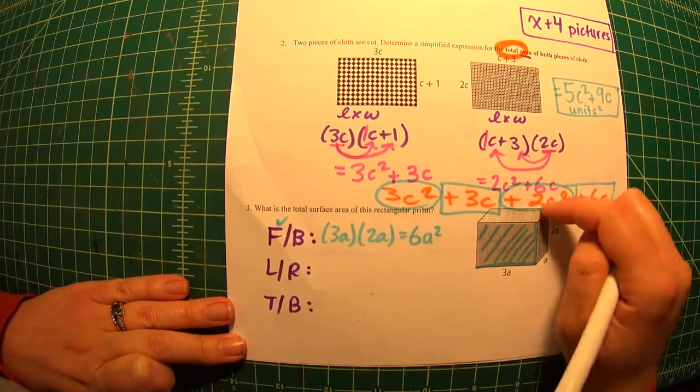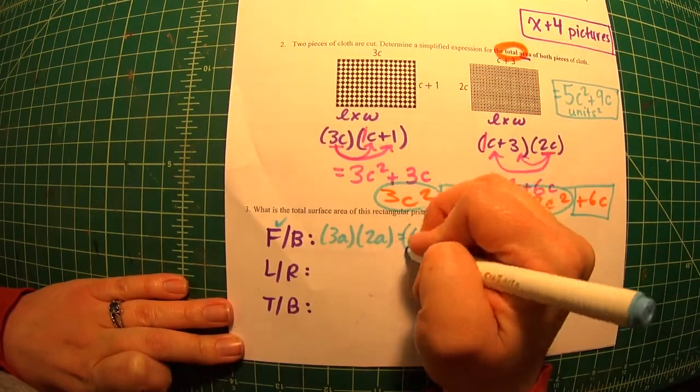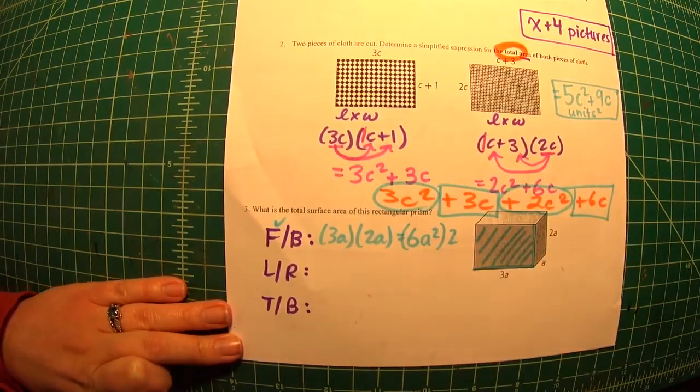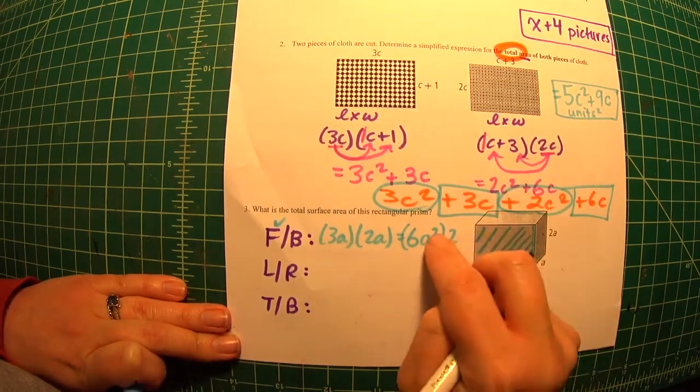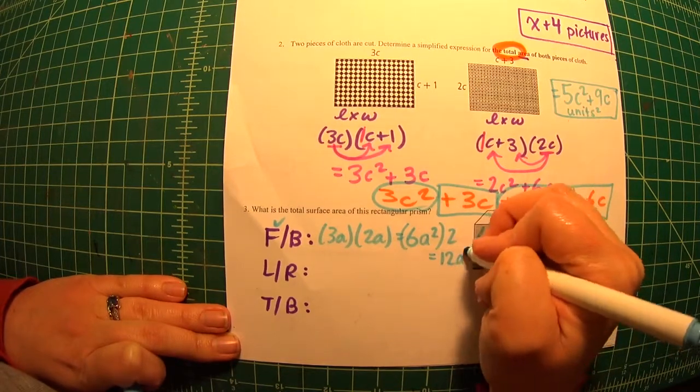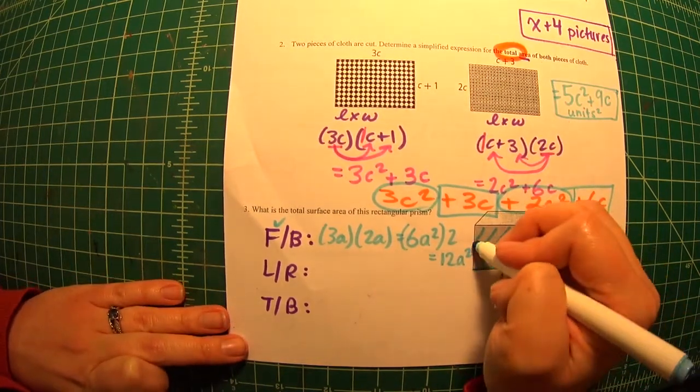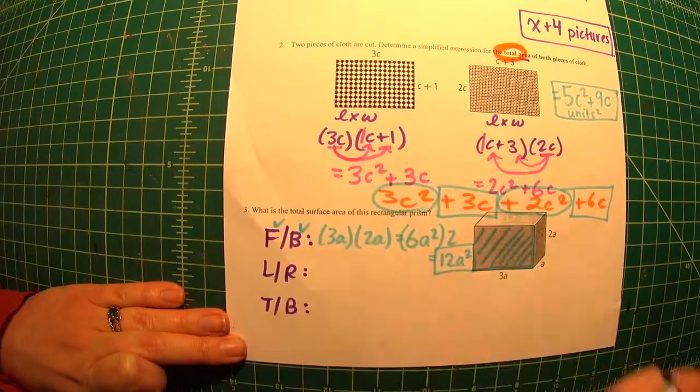But remember, the back matches the front. So what can I do? I can just double this. Times it by 2. 6 times 2 gives me 12. A squared times no variables stays as a squared. So that takes care of front and back.